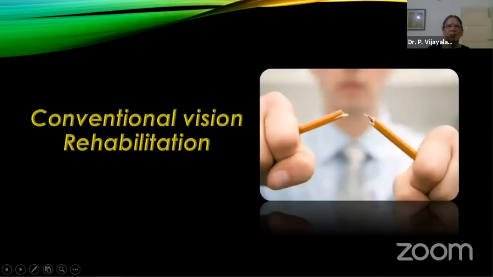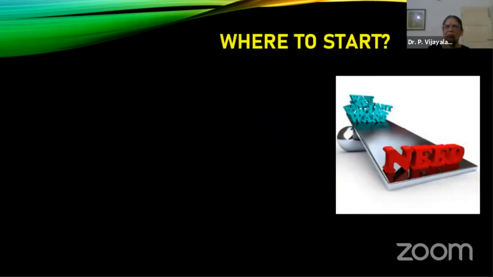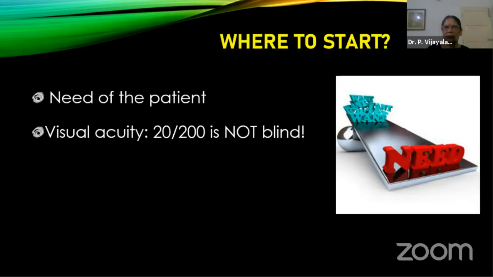But what does it now comprise? So breaking conventional rehabilitation, now we are into rehabilitating on a need-based approach. So that is more important. Now, for where to start for this need-based rehabilitation, instead of going with the visual acuity, you ask the patient what exactly they need.